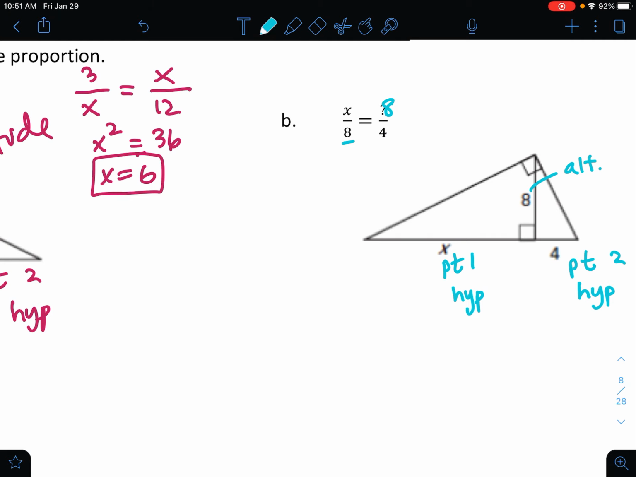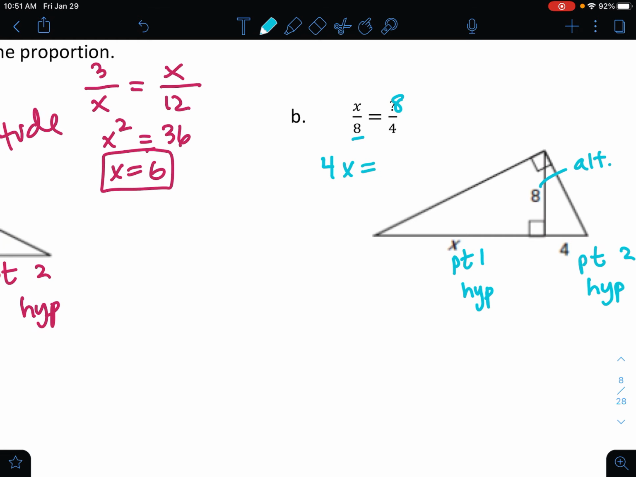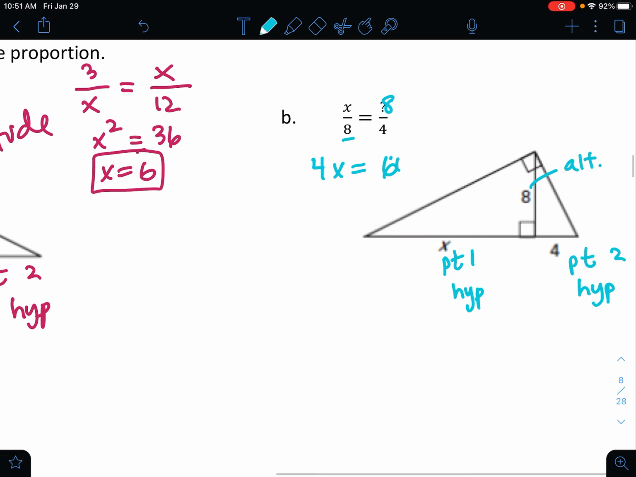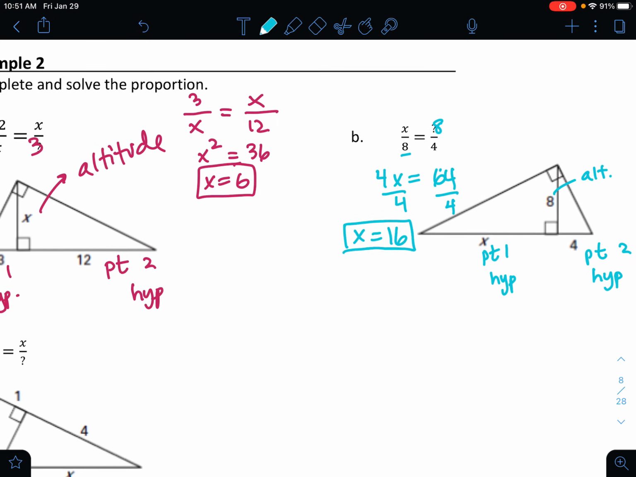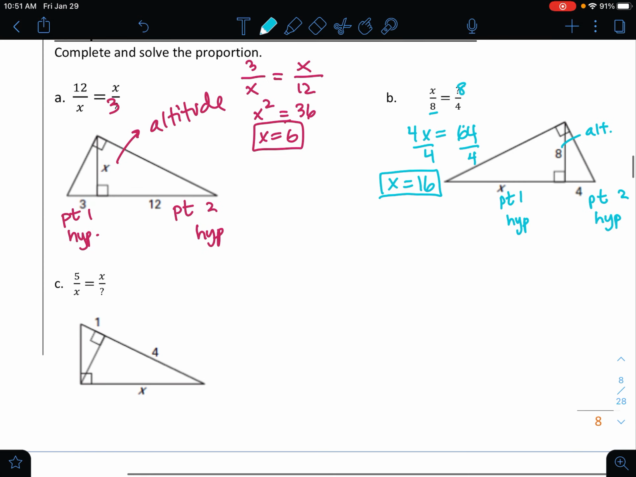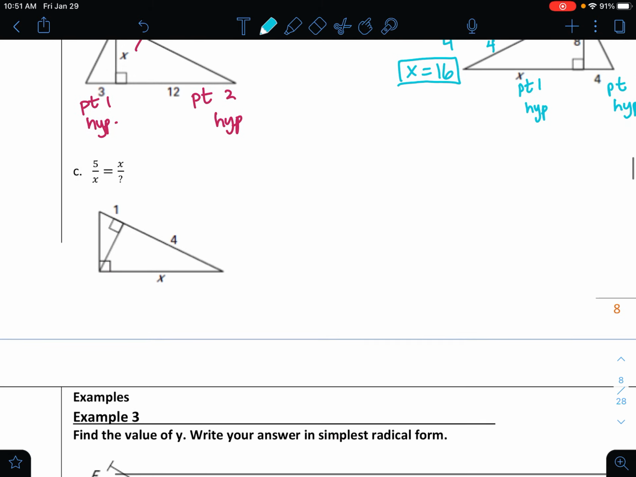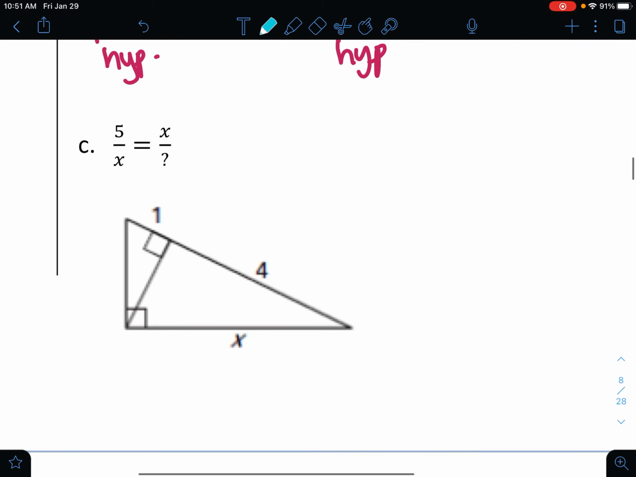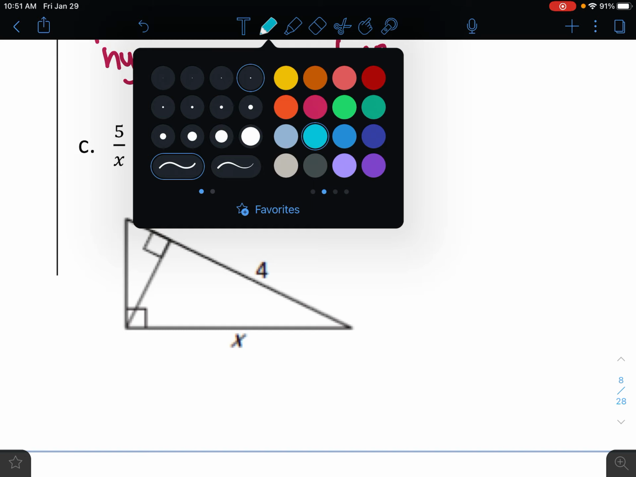There's the 8 and the 8, part 1, hypotenuse, part 2. Or it can be part 2, part 1. It doesn't matter because you'll cross multiply and solve. So let's keep going on this one. So x times 4 is 4x. 8 times 8, 64. So let's divide off that 4. So I don't need to square root every time I solve. So it looks like this one I get 16. Okay, so A and B were the 2 altitude setups. The proportion solved out a little differently, but it's still the same setup.